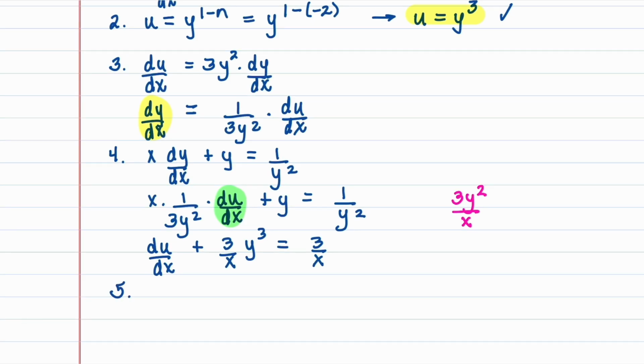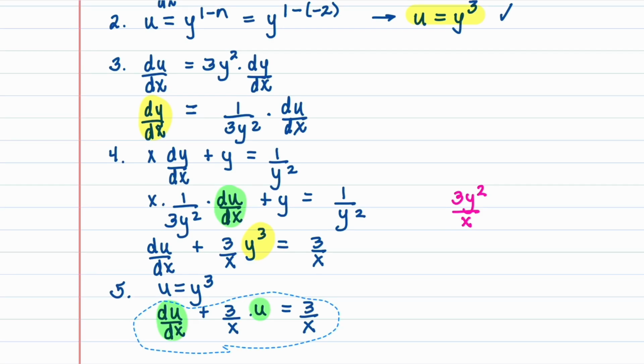In step 5, we are going to substitute that u, write this down, u is equal to y cubed. And this will get everything in terms of u. Our equation becomes du dx plus 3 over x times u is equal to 3 over x. Notice that this is a first-order linear differential equation, and we can solve this using an integrating factor. Let's grab this equation and bring this to the next page.